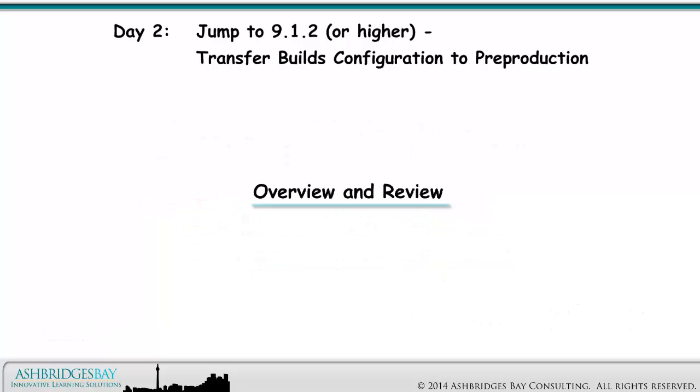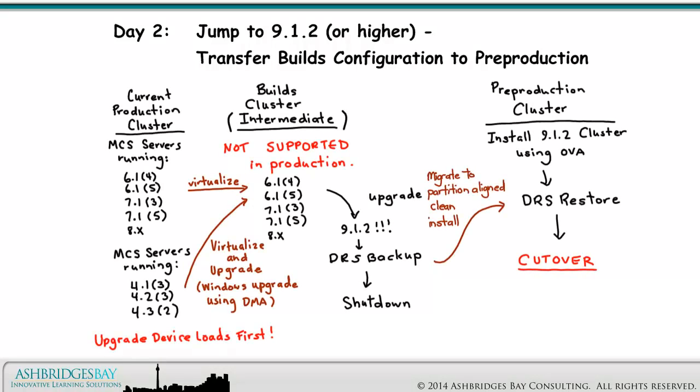Let's start with a quick overview and review. This is an overview of the jump, upgrade, and virtualization. This drawing looks at transferring the upgraded builds configuration to the pre-production cluster. Migrate to partition-aligned clean install in the diagram. This is the last step before doing the cutover.